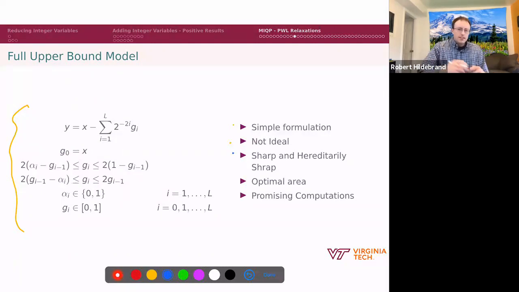But what I'd like to show you is a very interesting property. So there's this idea of sharpness and hereditary sharpness that talk about if you project into the original variables, then do you have the convex hull? And this actually holds for our case. And then there's some other nice properties here about kind of like minimizing the amount of area that you use to approximate the function. And then if we get to it, we'll show you some promising computations that seems to be a good way to do things. Okay.